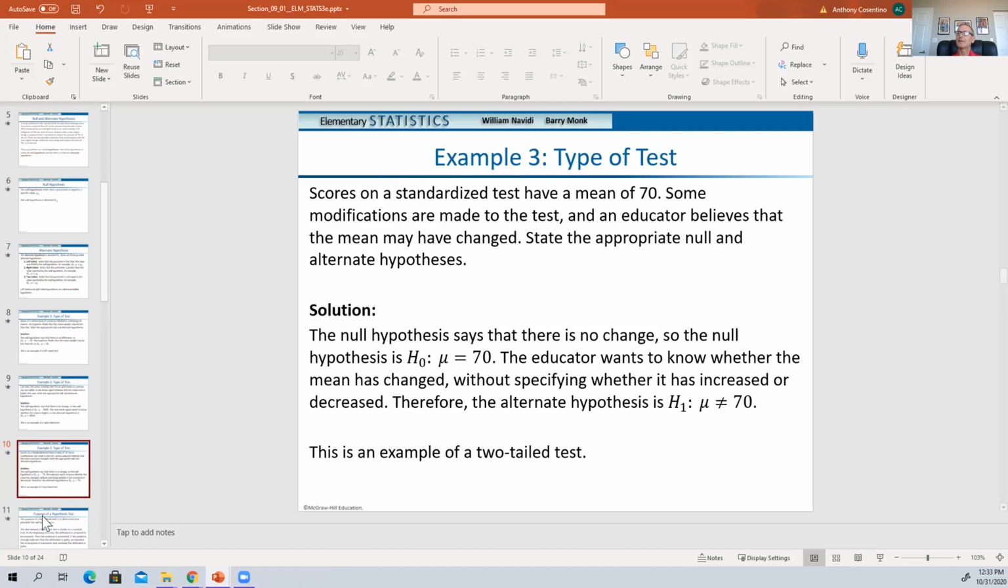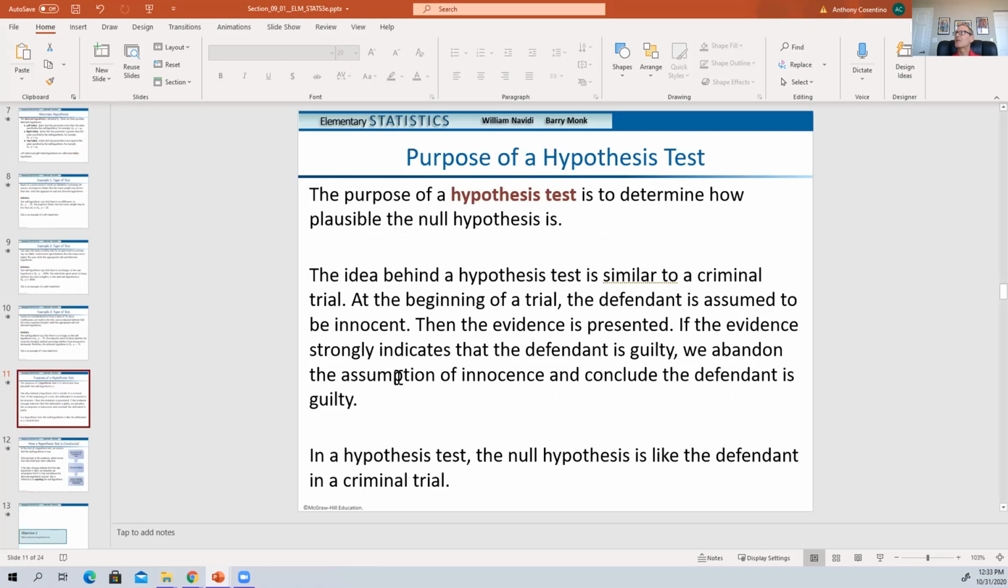Where'd my mouse go? There it is. Sorry about that pause.